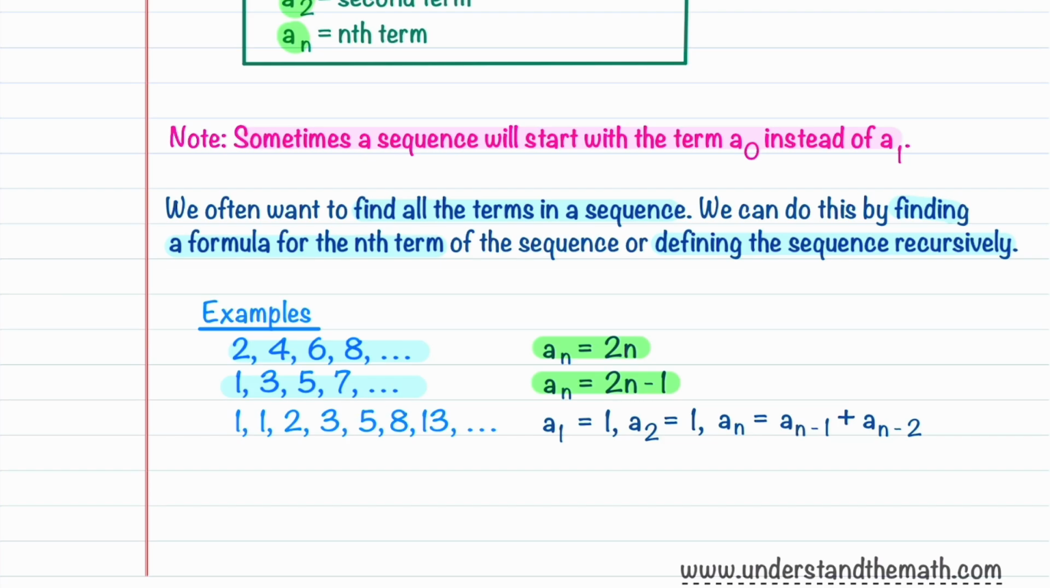The last sequence that I've listed is one that is defined recursively. This is the Fibonacci sequence, and it's defined recursively by A sub n is equal to A sub n minus 1 plus A sub n minus 2, where A sub 1 is 1 and A sub 2 is 1. This formula right here just means that the next term is the term before it plus the term before that. Let's see how this works. If we have 8, it's equal to 3 plus 5.